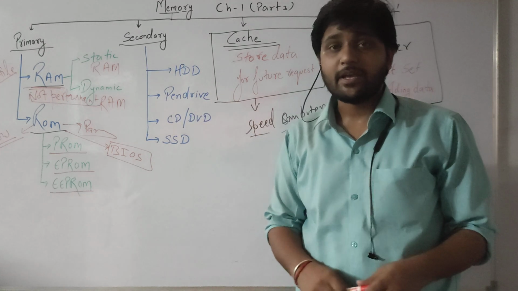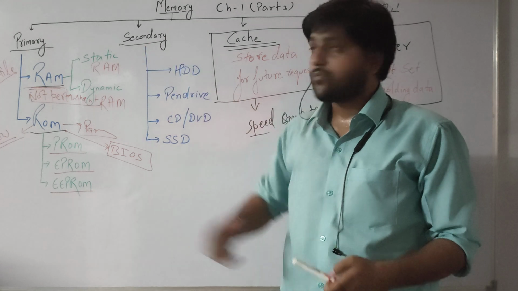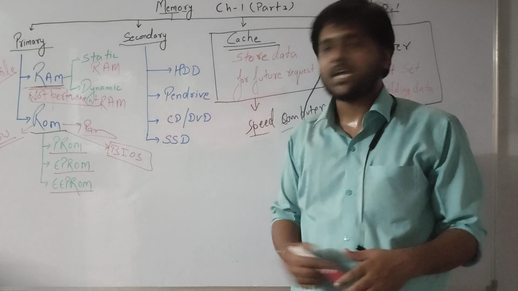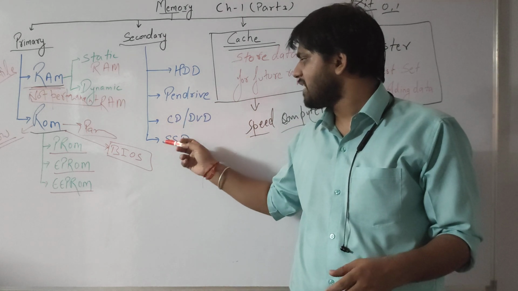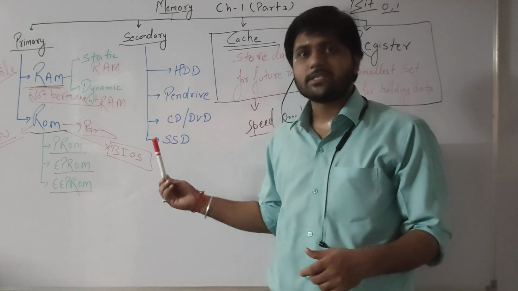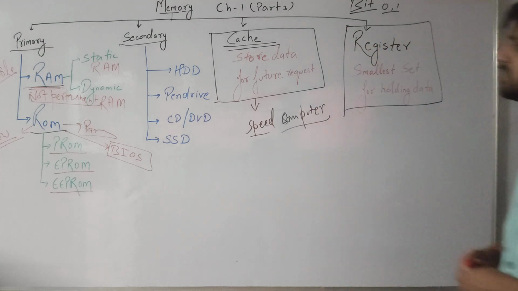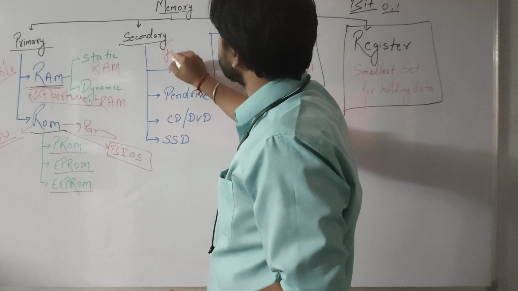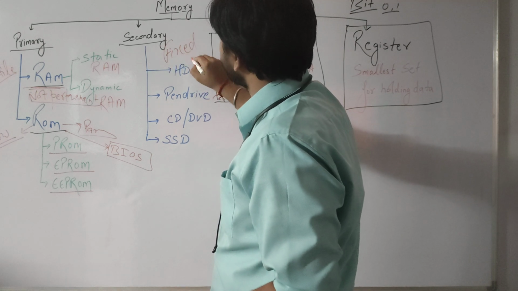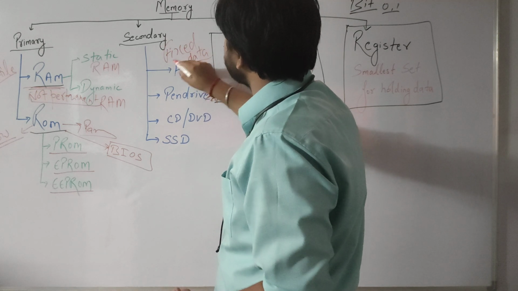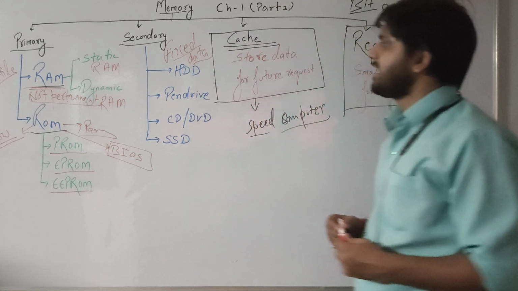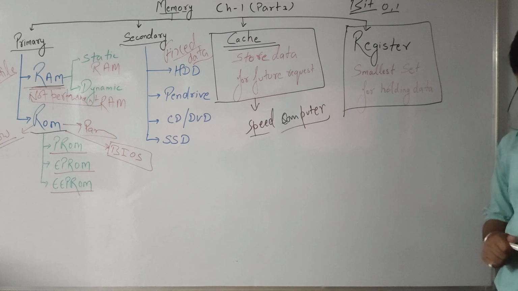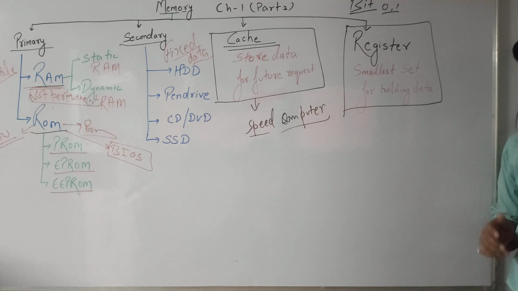But the secondary memory, these are the memories which store the data permanently in your computer system, like hard disk drive, pen drive, CD, DVD, SSD, solid state disk. These secondary memories have fixed data. Means the user can manipulate the data, wherever the user wants to fix or place the data. He or she can place the data according to their needs and requirements.